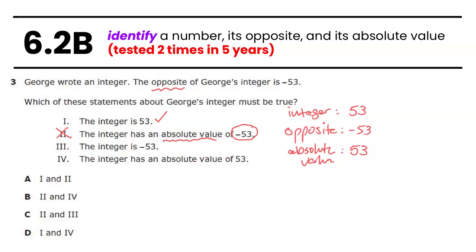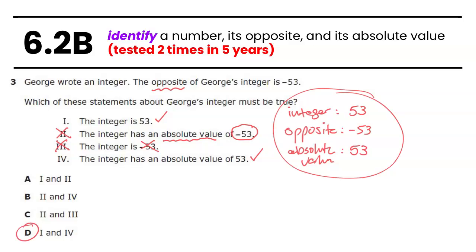That is not true because the opposite was negative 53, which means that the integer had to be positive 53. So this one is wrong. And then the integer has an absolute value of 53. That is a true statement based on what we wrote here. And so letter D is going to be the correct answer.